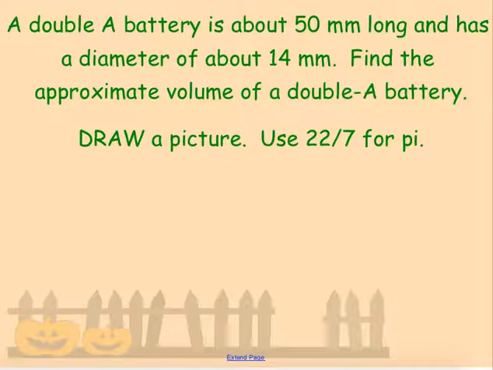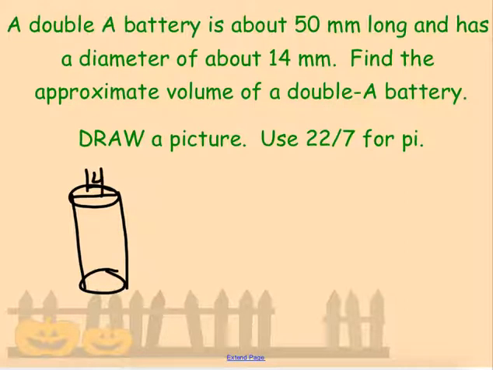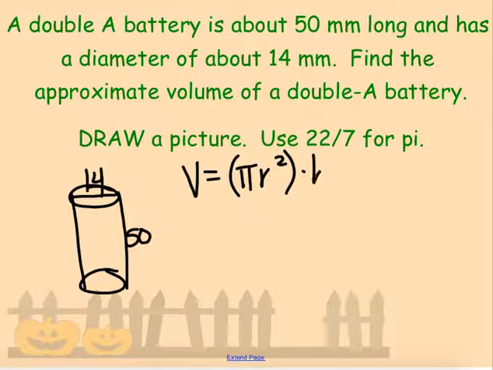All right, an AA battery is about 50 millimeters long and has a diameter of about 14 millimeters. Find the volume of the battery. Well, let's draw a picture first. So we have this battery, and the diameter here is 14, and the length of it is 50, which in this case, since we're talking about volume, we actually say that's the height. So for our volume formula for a cylinder, the area of our base is pi r squared, and then we'll multiply by the height.